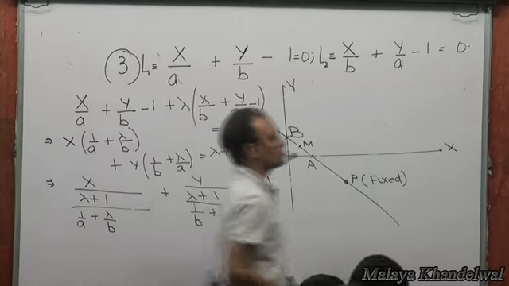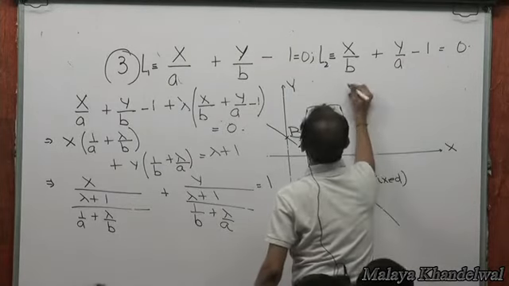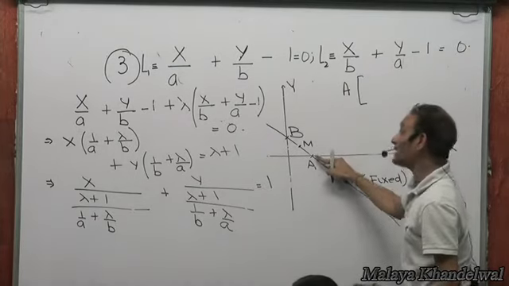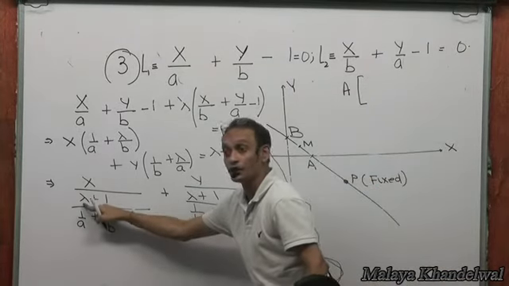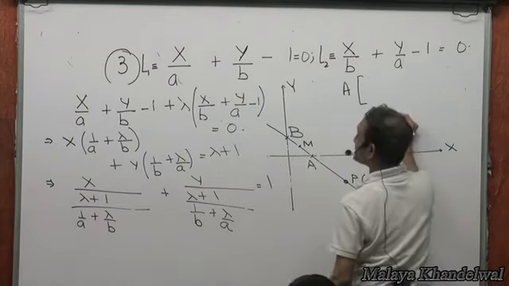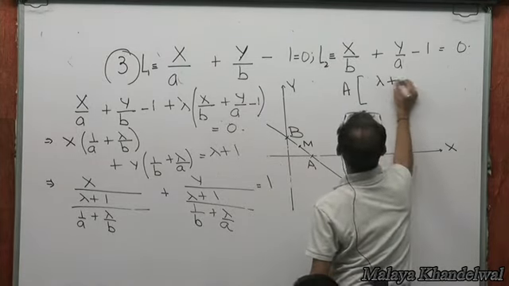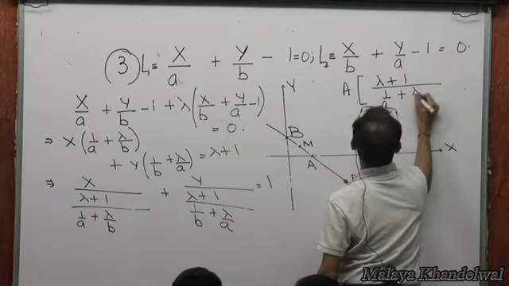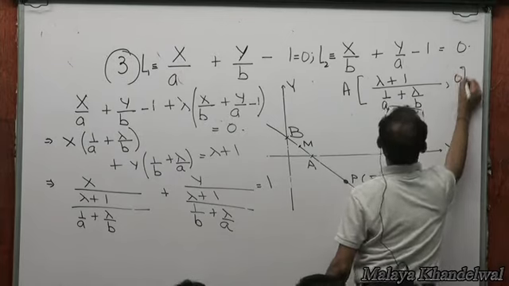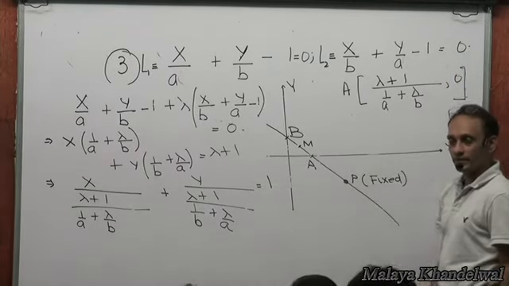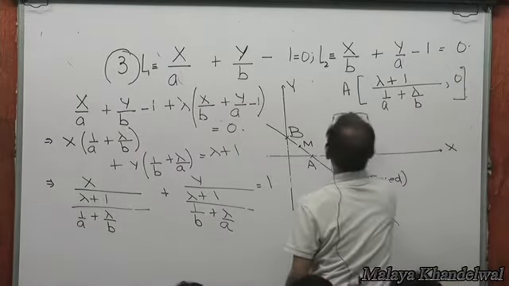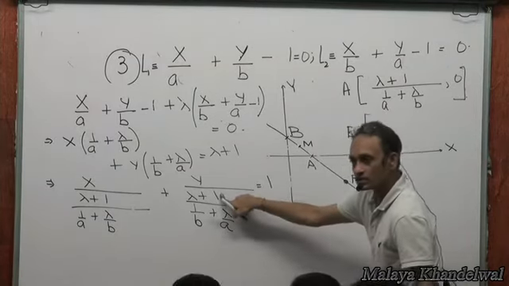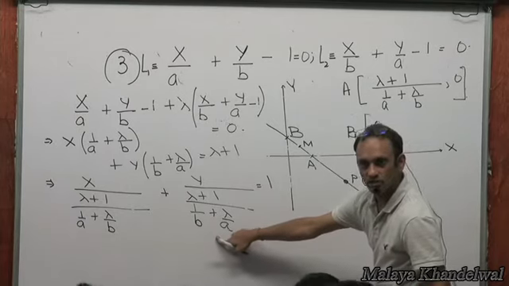Right? Which means the point A that you see here, the moving point A, why is it moving? Because its x coordinate depends on lambda, right? The moving point A has coordinates lambda plus 1 divided by 1 by a plus lambda by b, comma 0. This would be the x coordinate of the moving point A. The moving point B has y coordinate lambda plus 1 divided by this. Yes or no? Yes, sir.